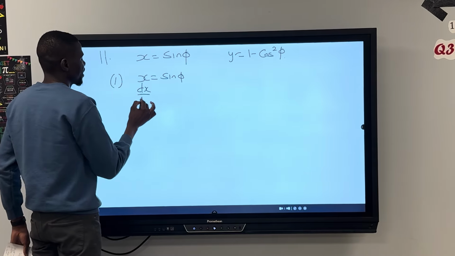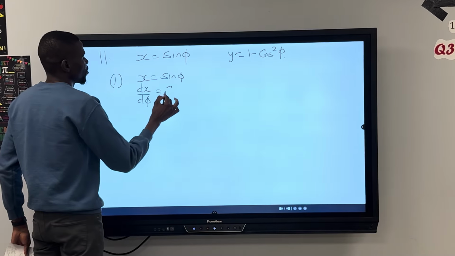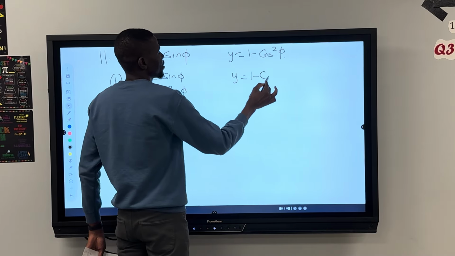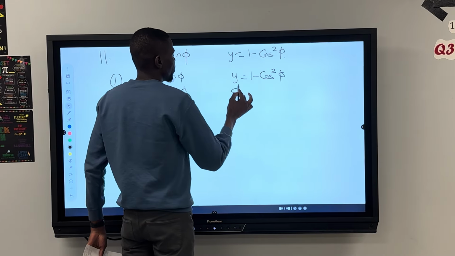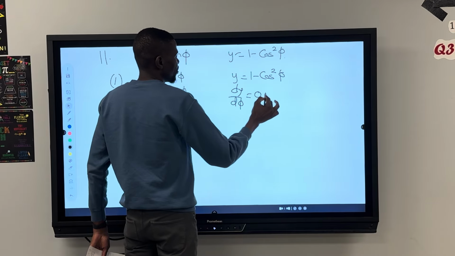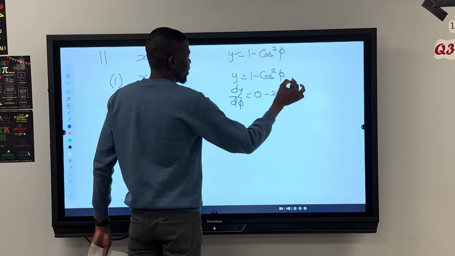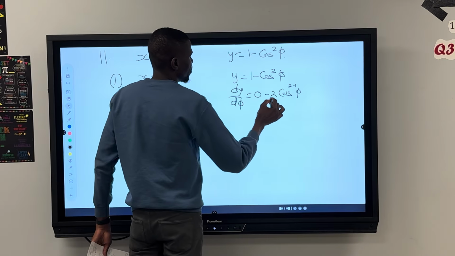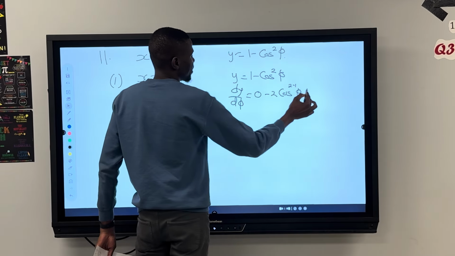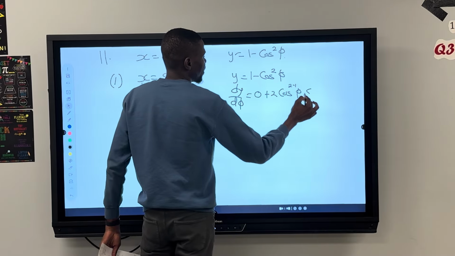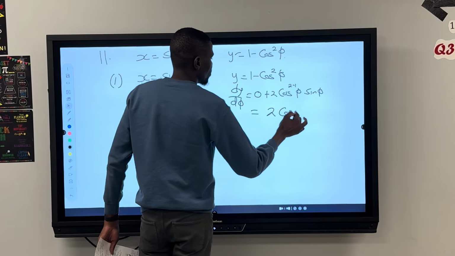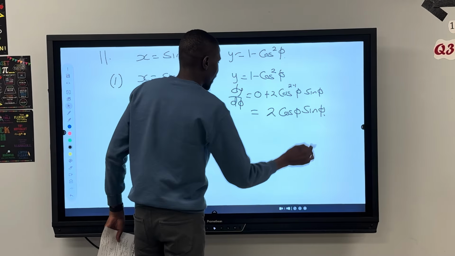We need to differentiate x with respect to phi, and we get cosine phi, right? Then here, y equal to 1 minus cos squared phi. So when we differentiate, this one is 0. Then we drop down the power, and once we have the power, we subtract 1, so it's always power trig. If we differentiate cos, we get negative sine, so this becomes positive sine phi times the algebra, which is 1. So there is just 2 cos phi sine phi, right?